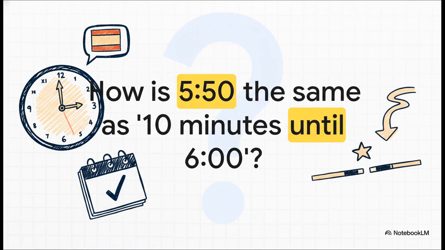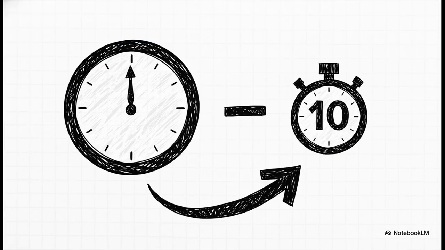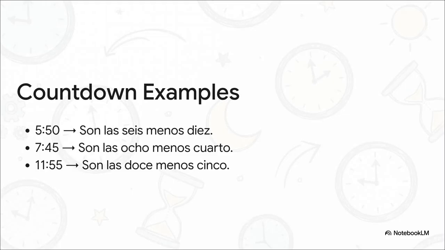So let's just reframe how we think about this for a second. It's a slightly different way of looking at time. You're not counting past the hour anymore. You're counting down to the next one. Instead of 5:50, what if we just said 10 minutes until 6? Well, that's exactly what Spanish does with this formula. You actually say the next hour, and then you just use menos to subtract the minutes left until you get there. Let's look at a couple of examples to make this crystal clear.